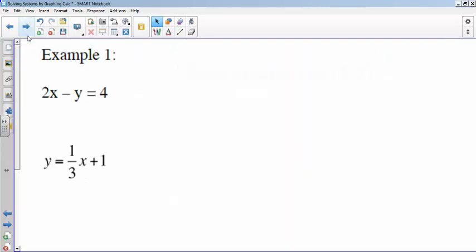So for our first example, we are going to look at 2x minus y equals 4 and y equals 1/3 x plus 1. Since we're using our graphing calculator, we know that in order to graph functions, they have to be in y equals. So if you look at this second equation, that's already in y equals, so that equation is good to go. However, if you look at the first equation, you'll notice that the y is not by itself. So I'm going to give you just a minute to go ahead and solve this first equation for y.